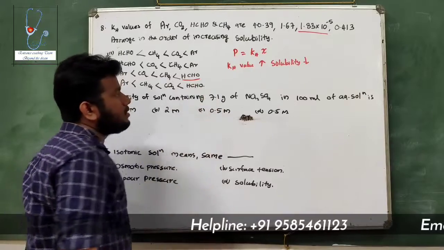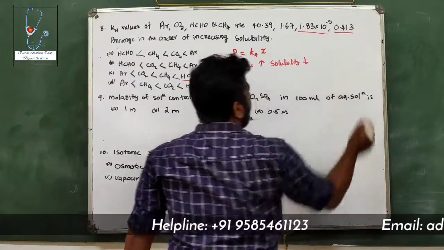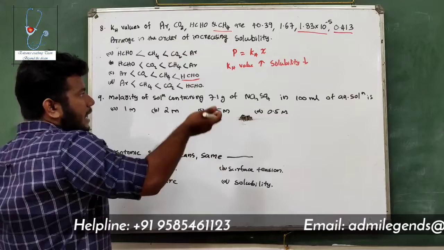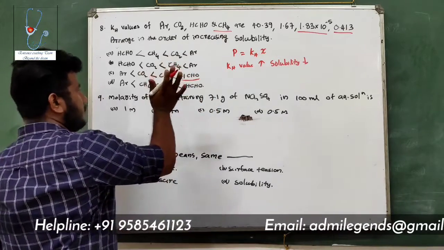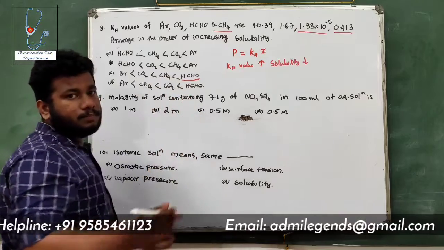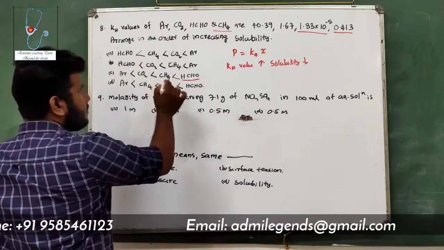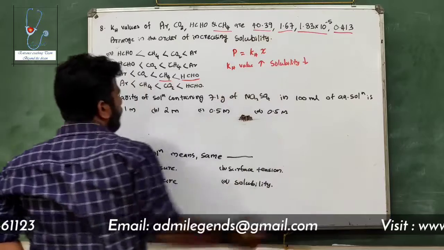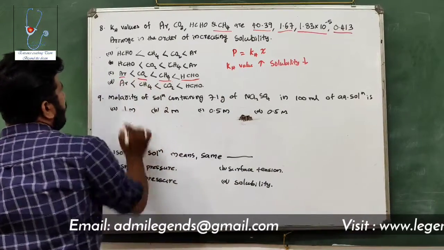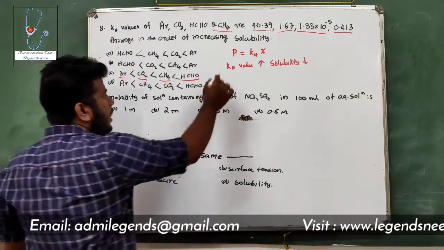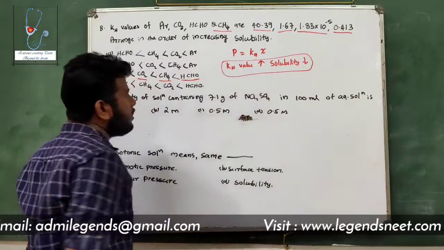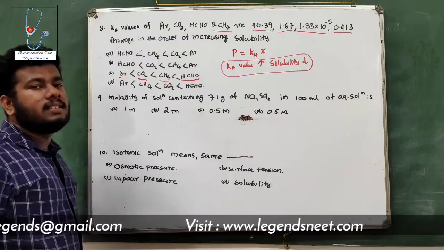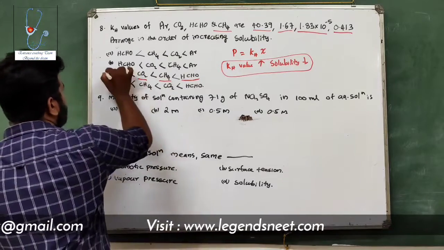Higher solubility for HCHO. Then 0.413 for CH4. So as KH value decreases, solubility increases. So the second most soluble gas is CH4. Then value 1.67, then 40.39: so CO2 and then argon. So here we have to remember the point: as solubility increases, KH value decreases. Hence the answer is C.